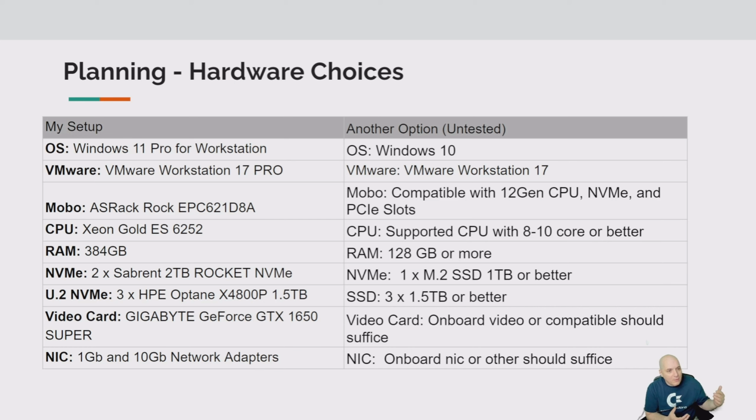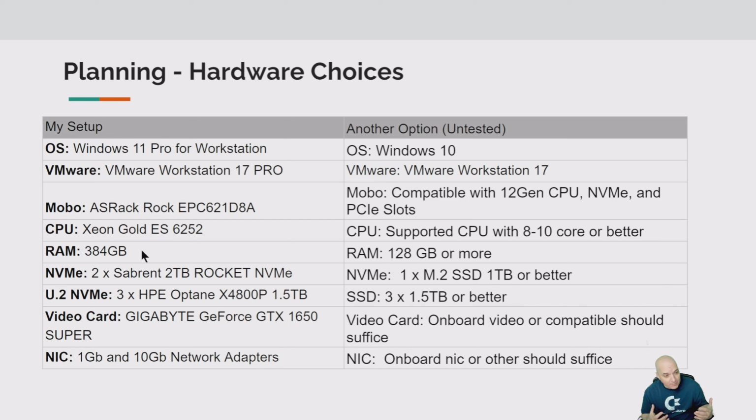So Windows 11 Pro for Workstation 17 Pro is the software. The motherboard's an ASRock Rack. You can see the model number there, that EPC621. It has a Xeon Gold 6252 processor. You might notice that there's actually an ES here. ES stands for engineering samples, right? So it's a lower cost processor that sometimes you can find on eBay and things like that. I've had good luck with them. It's been running in my system for quite a while. Zero issues. It's just rocking.